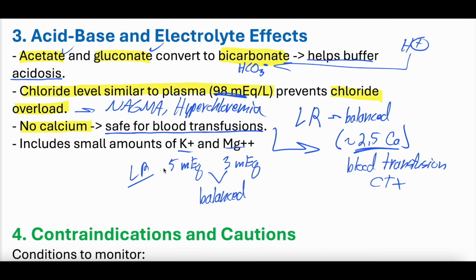LR does have some potassium, right, about 3 to 4 milliequivalents. Normal saline does not have any potassium, LR does not have magnesium, and normal saline does not have magnesium. So you can see that PlasmaLyte kind of has this balanced amount of potassium and magnesium, similar to LR for potassium, but standalone, right? LR and normal saline do not have any magnesium. So something to keep in mind when we think about uses.